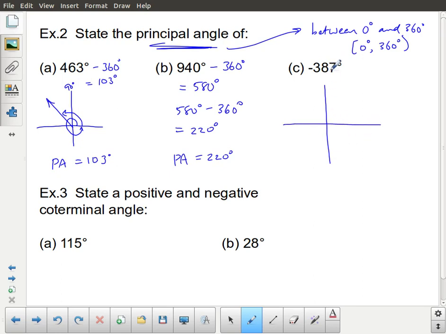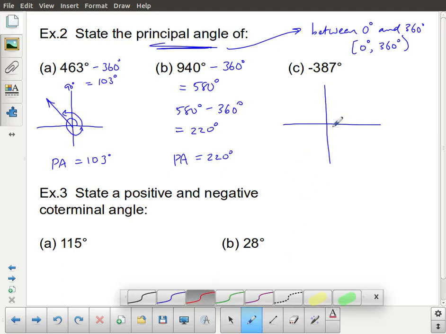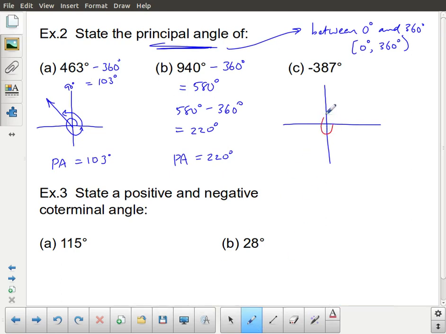Where is negative 387 degrees? So let me start by going negative 360 degrees. If I use up negative 360 from this, that's going to be the same as if I added 360. Notice for the positive angles, I subtracted 360. For a negative angle, I add 360. And that gives me what? That's going to give me negative 27 degrees.